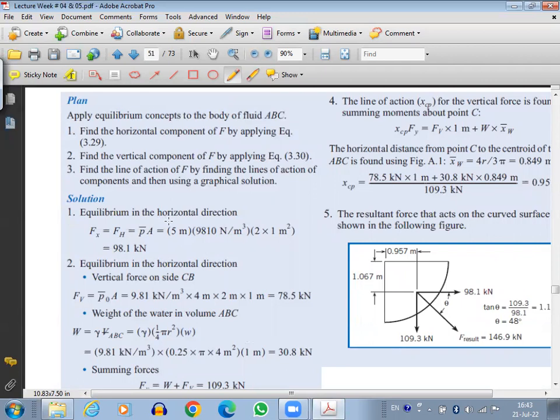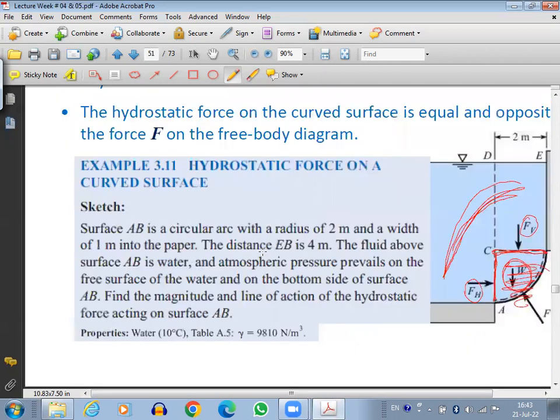Equilibrium in the horizontal direction. When we are finding out the horizontal force, that's on the vertical projection. So FH, again, will be P into area, which is equal to gamma into Z bar into area, right? Let's have a look at the area.